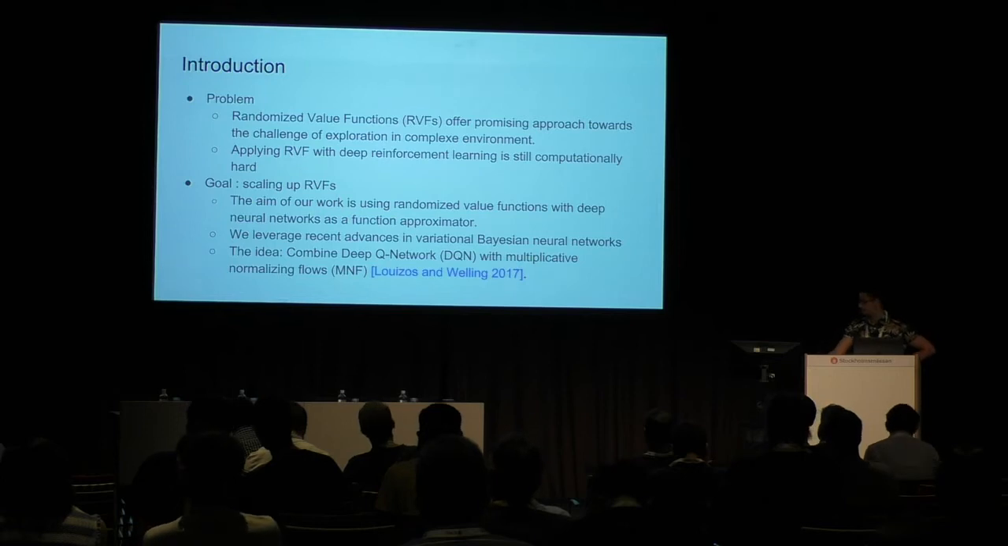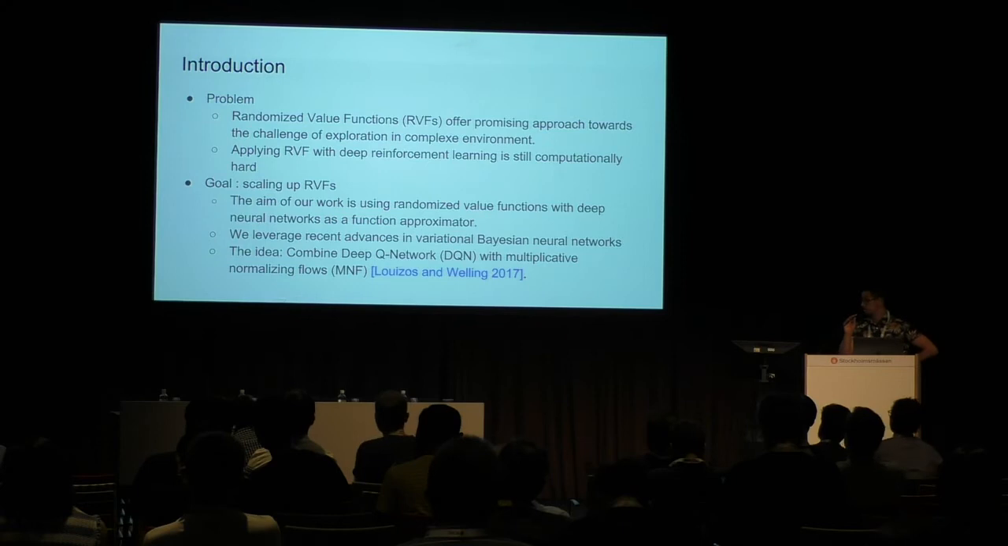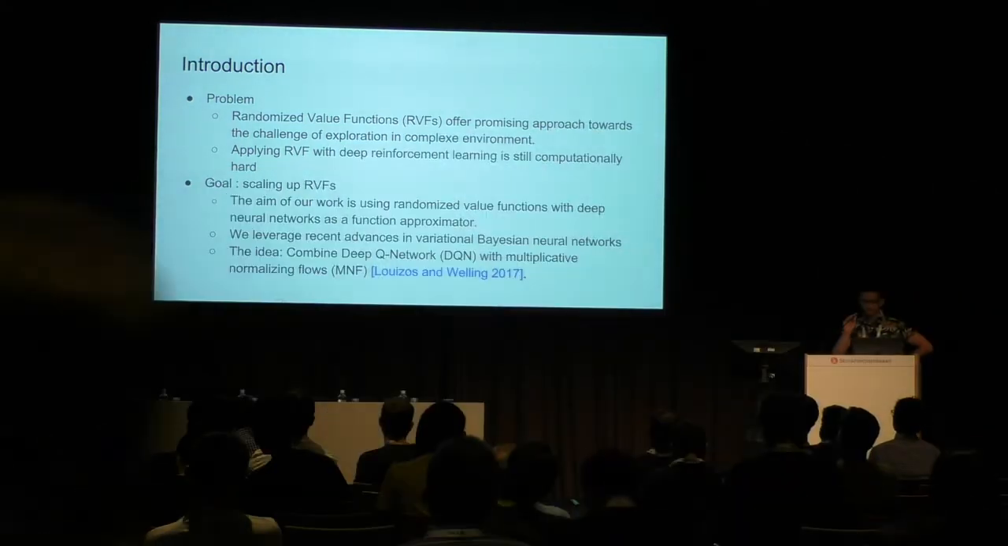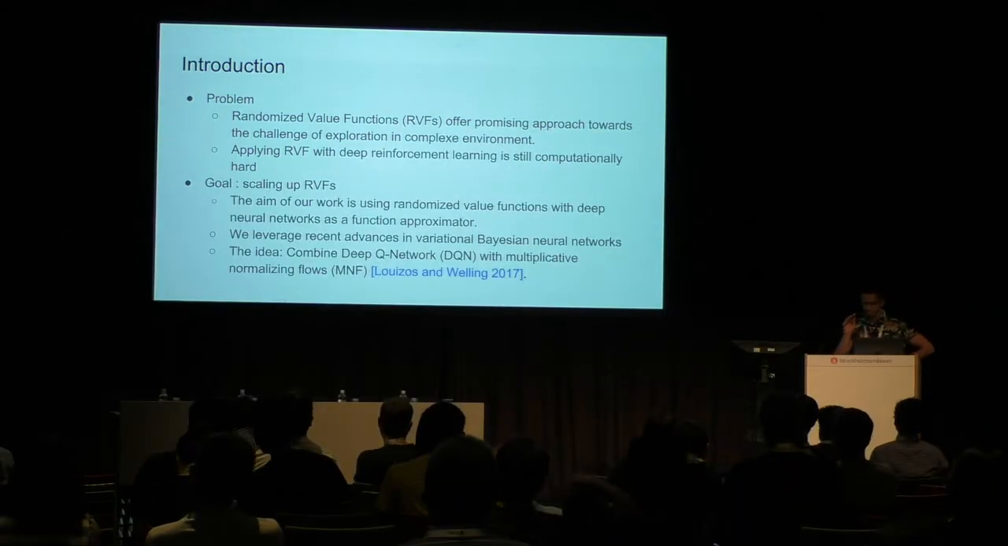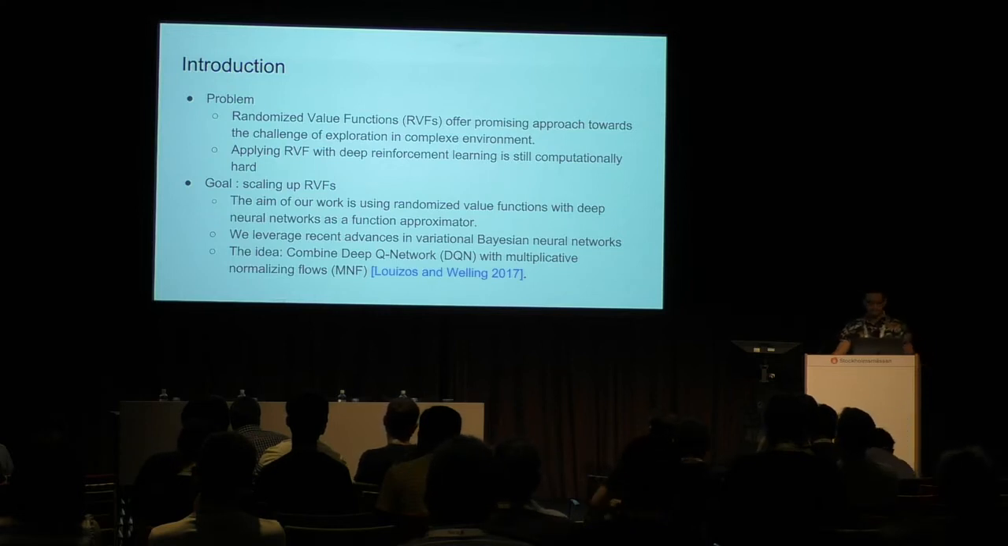So the aim of this work is to scale up randomized value functions. Randomized value function is a way to do exploration with generalization. So instead of having a point estimate of your Q value, we maintain a posterior belief over Q value. To this purpose, we leverage recent advances in variational Bayesian neural networks, and the main idea is to combine DQN with multiplicative normalizing flow.